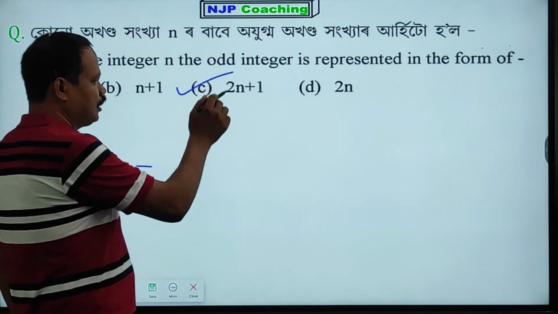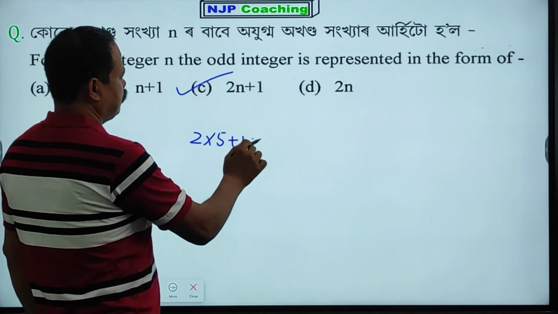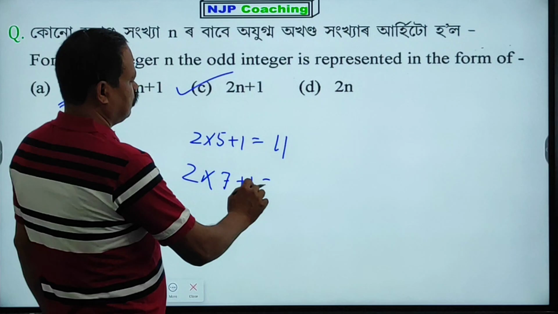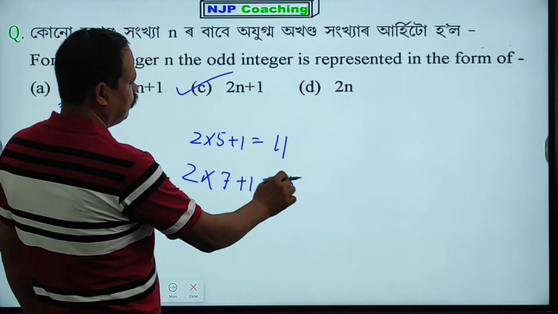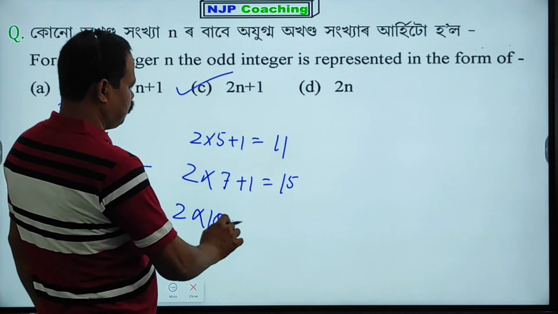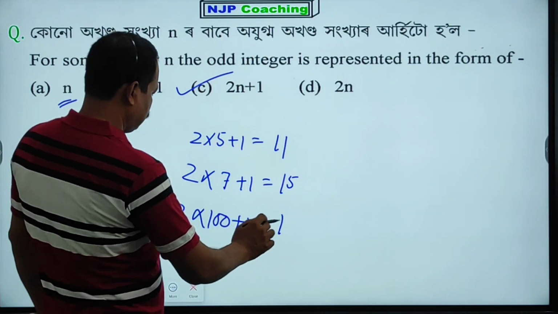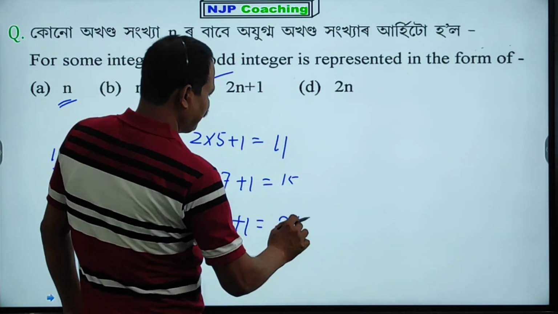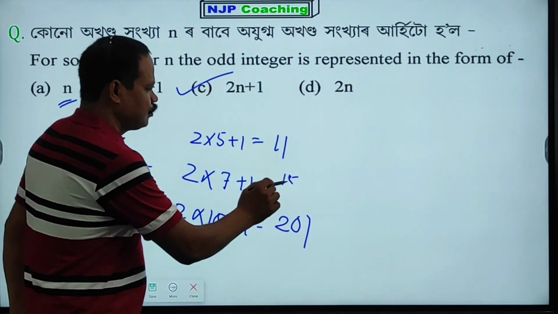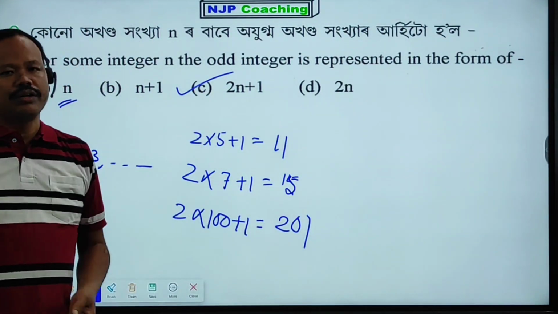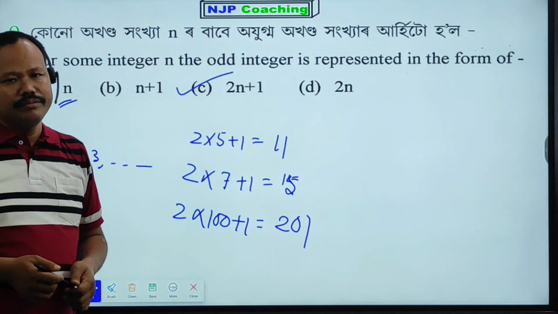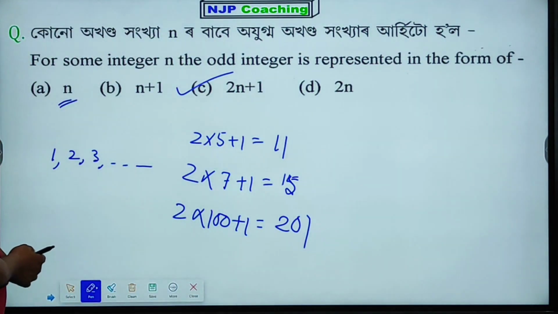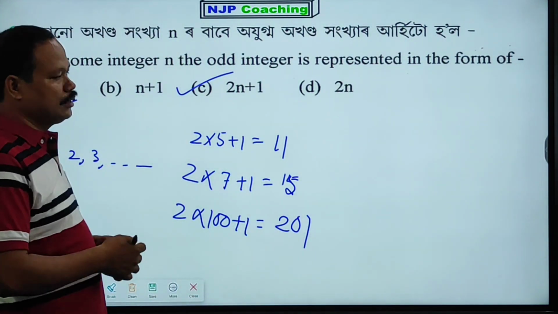If we put n as any integer, say 2 into 5 plus 1, it will become odd. Say 2 into 7 plus 1, it will become odd. Say 2 into 100 plus 1, it will become 201, odd. This way, this form is always odd. If I put n even or odd, any number, you will get odd numbers. So an odd integer is of the form twice n plus 1.